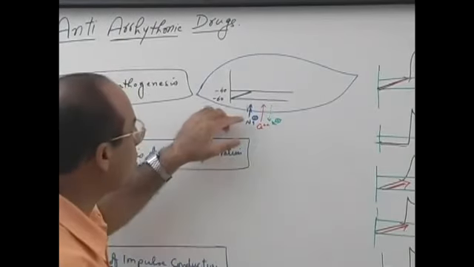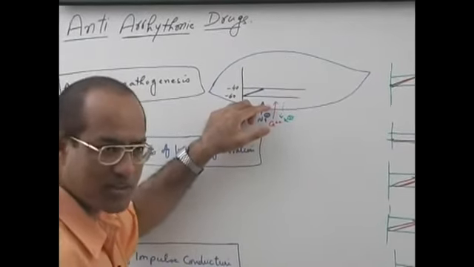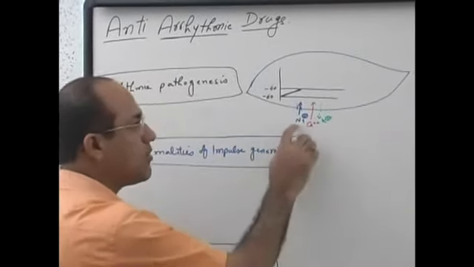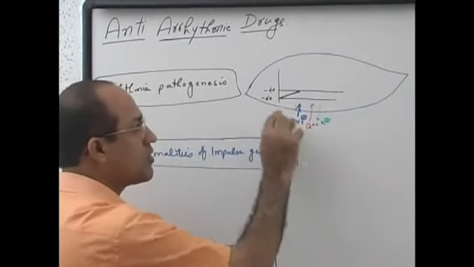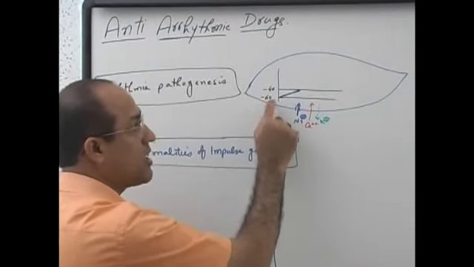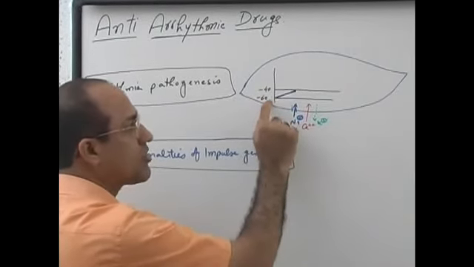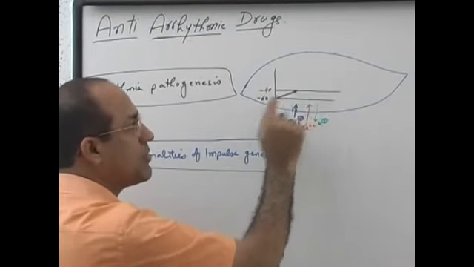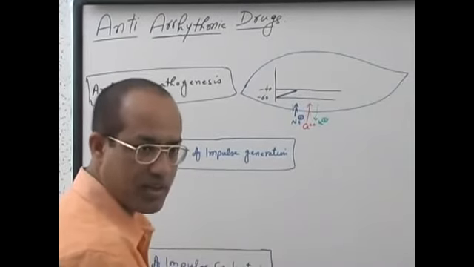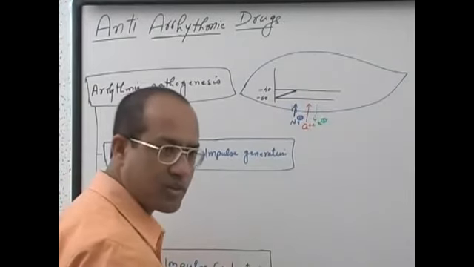So it means cells are progressively being loaded with cations. Cells are progressively loaded with sodium and calcium, so the resting membrane potential, which is minus 60 millivolt, as sodium and calcium are coming in, is neutralized and becomes somewhere around minus 40 or minus 45. Is that right? And we say the resting membrane potential is moving towards threshold.